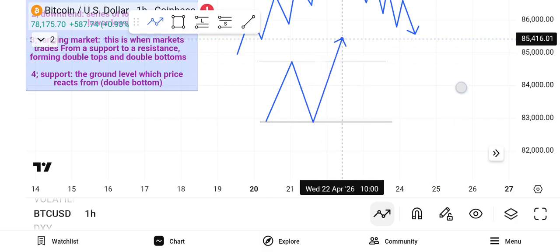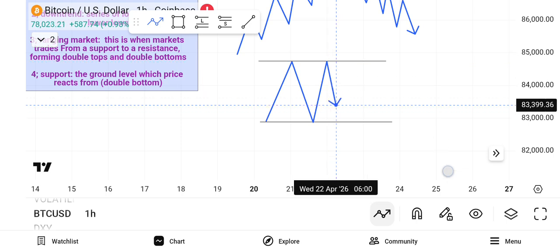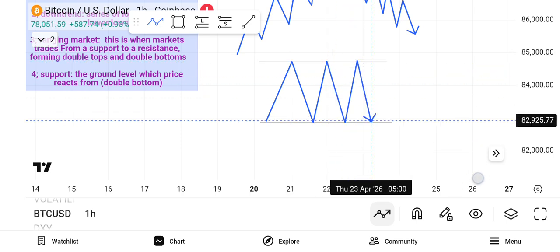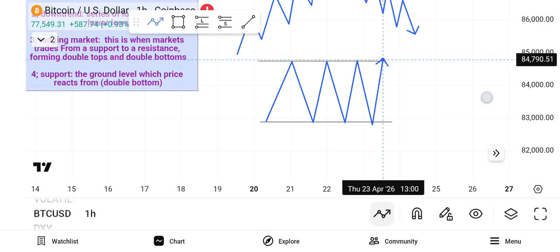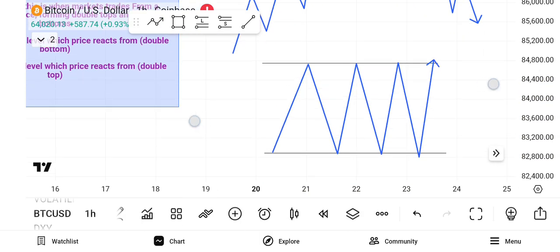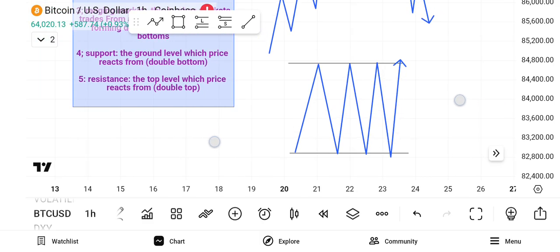There's no new higher high formed. Instead, you just see price moving within this range, bouncing off this range without breaking it. This is a ranging market. This right here is a ranging market.